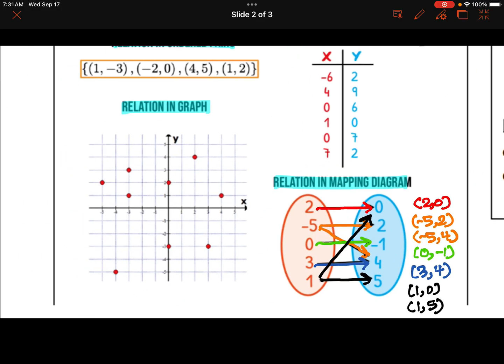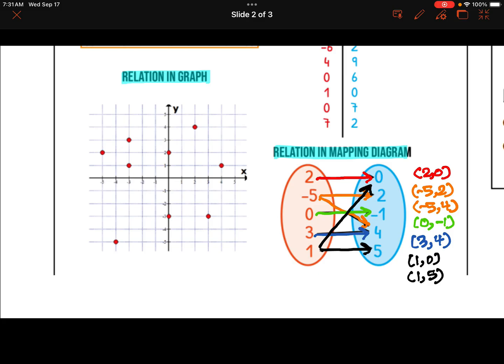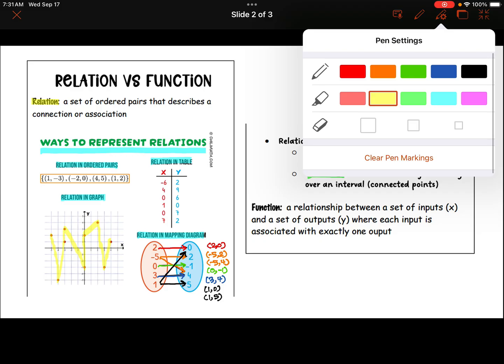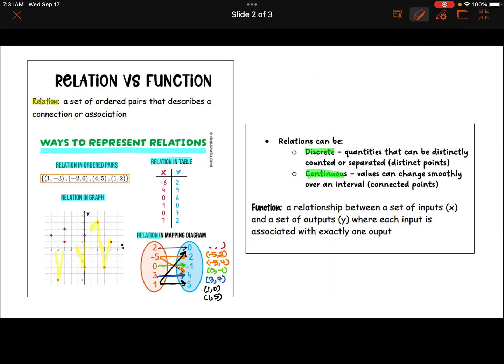So if I were to look over here at this graph, this would be an example of a discrete graph because it's distinct points. But if I were to come in and connect those points, now this has turned into a continuous graph because the points have been connected. So that's visually the difference between discrete and continuous.